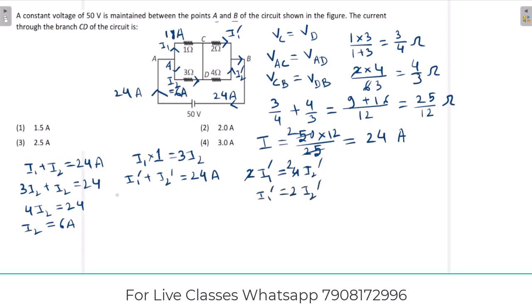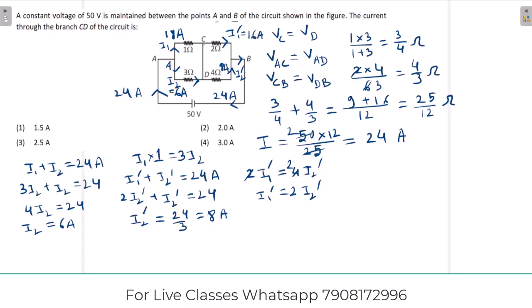Now put the value of I1 dash here. So 2 I2 dash plus I2 dash is equal to 24. So 2 I2 dash plus I2 dash, that is 3 I2 dash, is equal to 24. So I2 dash is 24 by 3, this is 8 ampere. So I2 dash is 8 ampere. So I1 dash is 24 minus 8, that is 16 ampere.